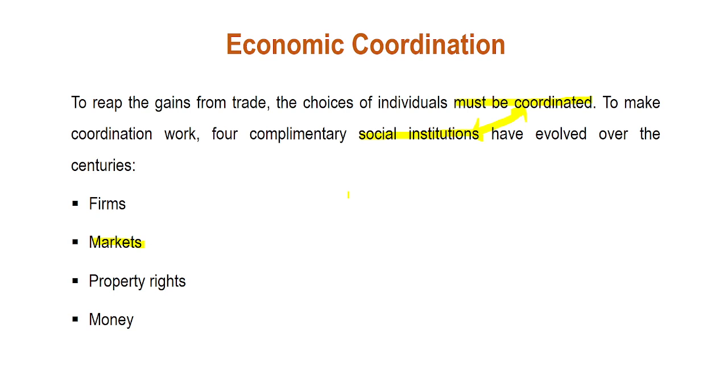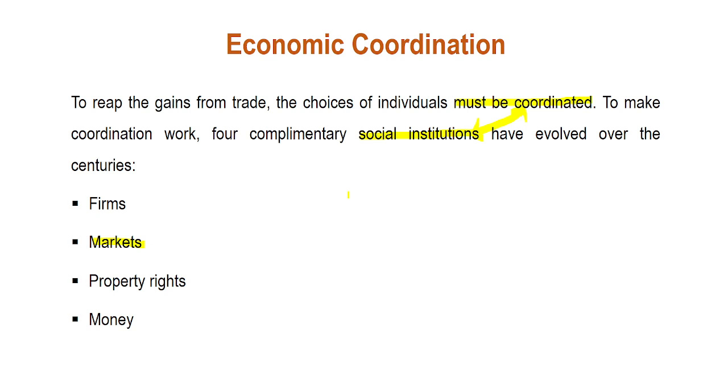Institution number three is property rights. Property rights are the social arrangements that govern ownership, use, and disposal of resources, goods, or services. Why are property rights important? Because clear property rights incentivize investment and efficient resource use. They help prevent disputes, encourage responsible management, and allow individuals and firms to capitalize on their investments.